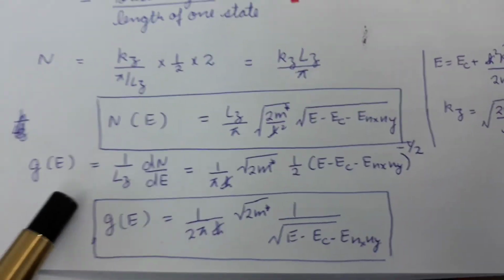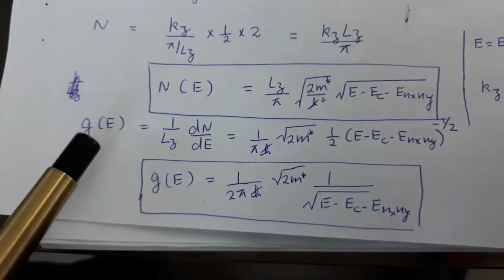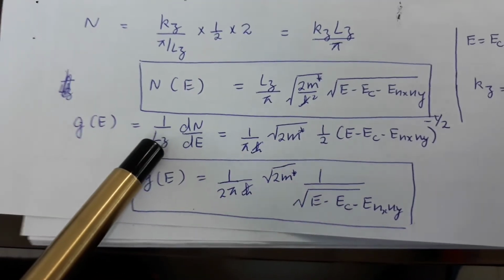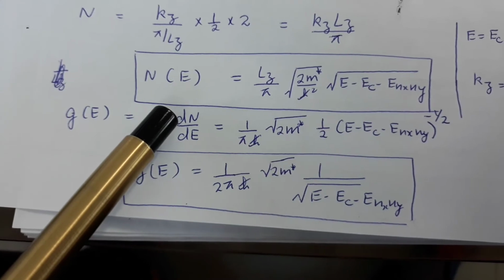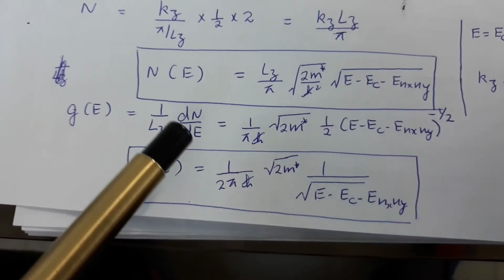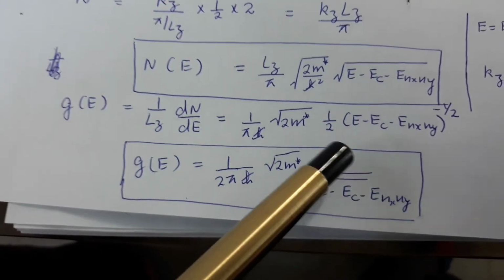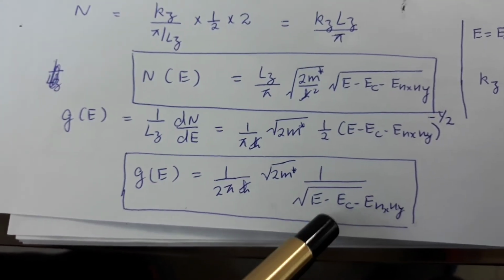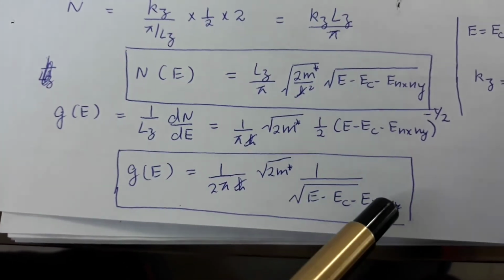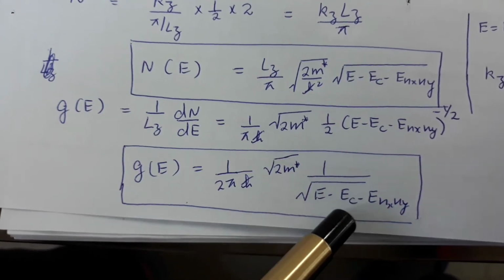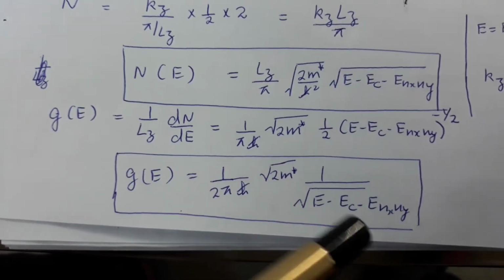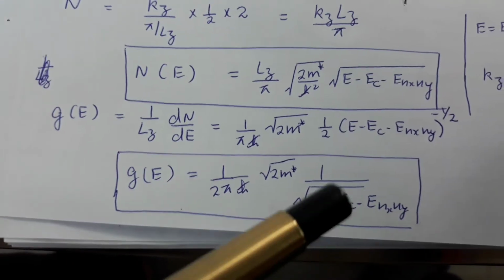So if we have to find out the density of states now, it will be 1 upon length in the real space, and derivative of the number of states with respect to energy. So it will give you density of states, which will depend inversely on root of E minus E_nx,ny. Ec you can neglect. In some of the books they have neglected Ec because it is just a constant number, so it will not matter actually.